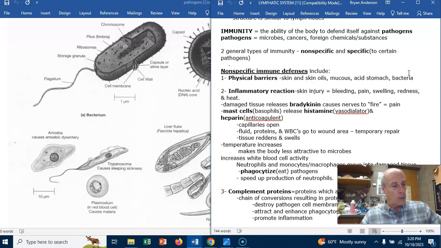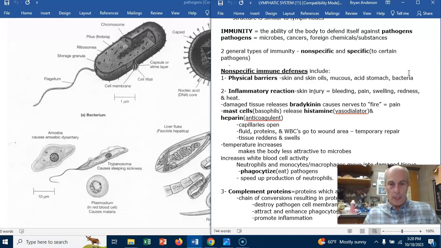All right, so those would be some physical barriers to bacterium that are not specific. Again, they don't require that your body identify the specific pathogen. They're going to be broad range. They're going to keep everything out.